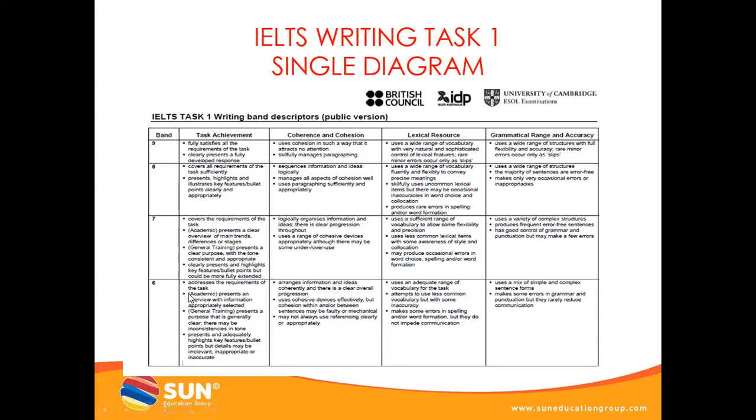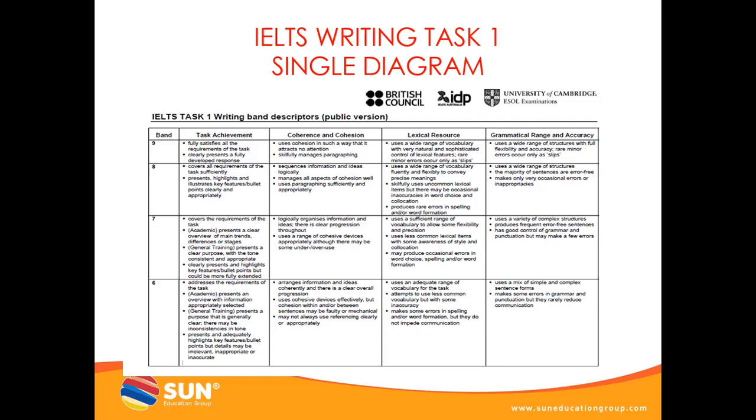And then you clearly present and highlight key features or bullet points, but could be more fully extended. So you need to provide key information. What are the key information in writing task 1? We'll learn later. And then coherence and cohesion, it's the organization of your writing. If your target is 7, you need to logically organize information. It means your writing should provide connection, and the connection must be in sequence.